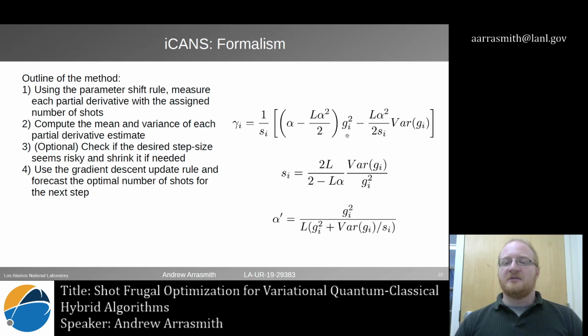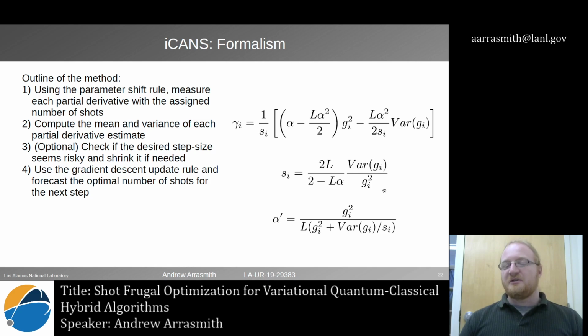L is your Lipschitz constant. Gi is your gradient component. And of course, we also have to keep track of the variance. Optimizing that leads you to forecast that you should use this number of shots for the next iteration.